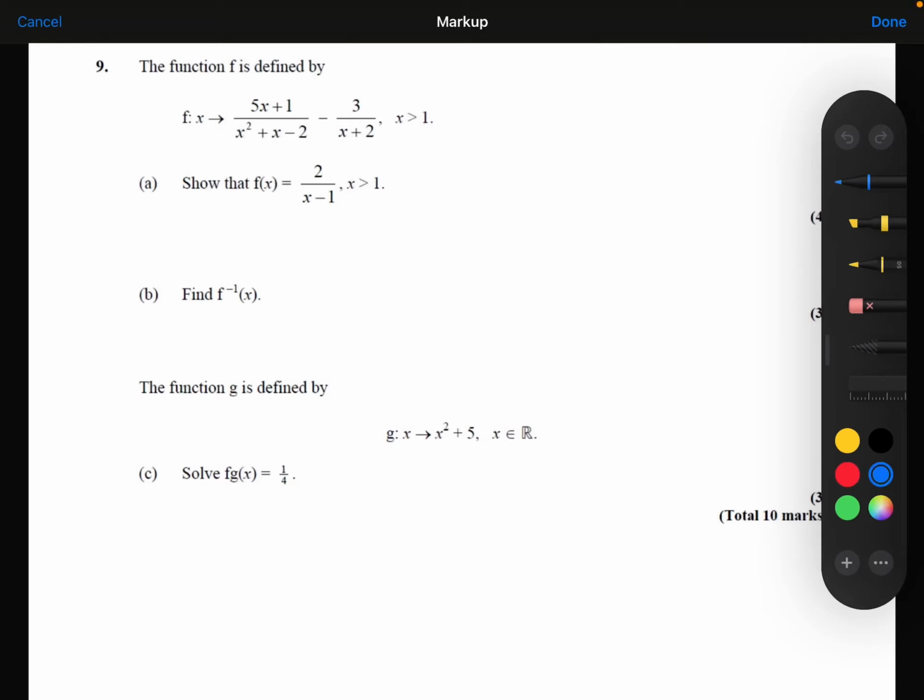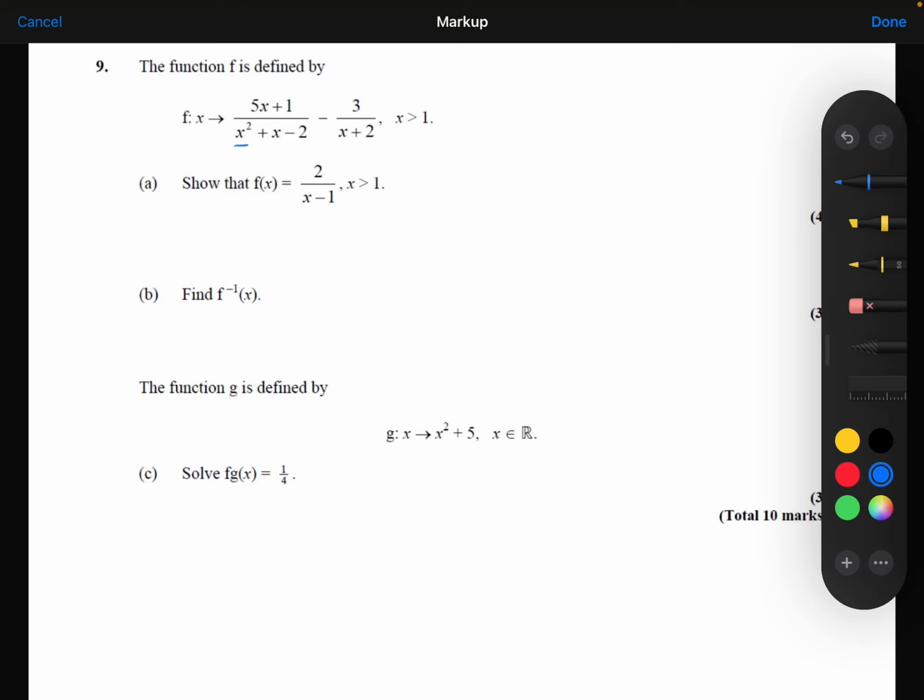Function f is defined by f of x is equal to (5x + 1)/(x² + x - 2) - 3/(x + 2), where x is greater than 1. I need to show that this simplifies to be 2/(x - 1).